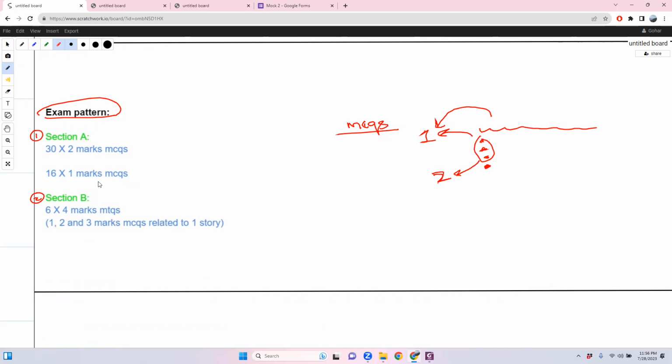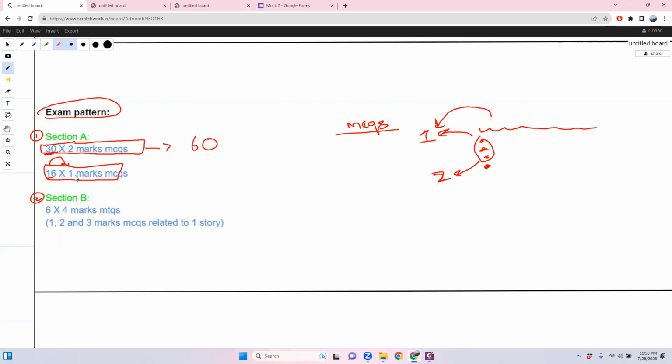For 1 mark MCQs, there will be 16 questions in section A. And in section A, for 2 marks, there will be 30 MCQs as well. So this makes a total: if there are 30 MCQs of 2 marks each in the F1 exam, these will be 60 marks in total.